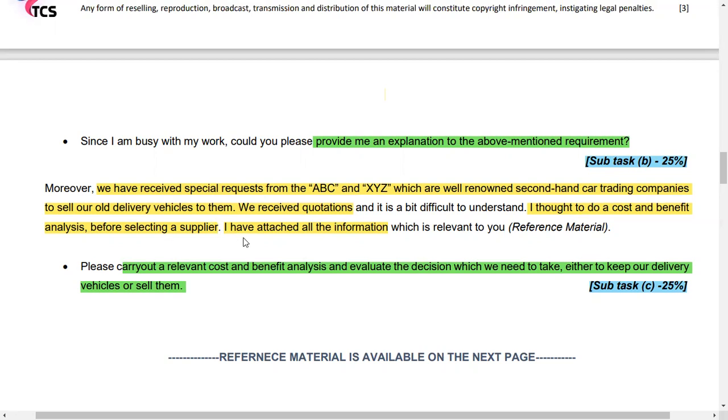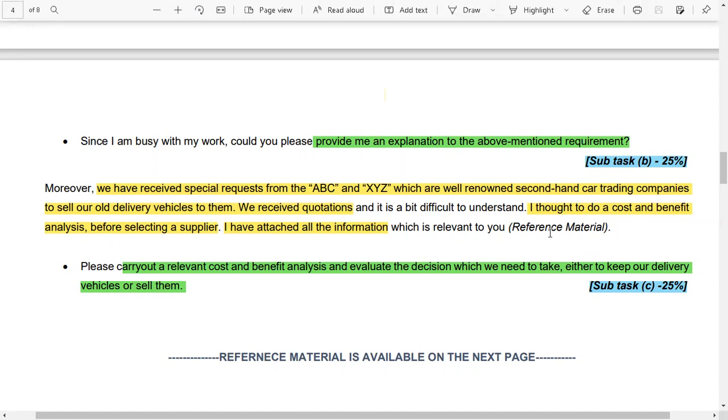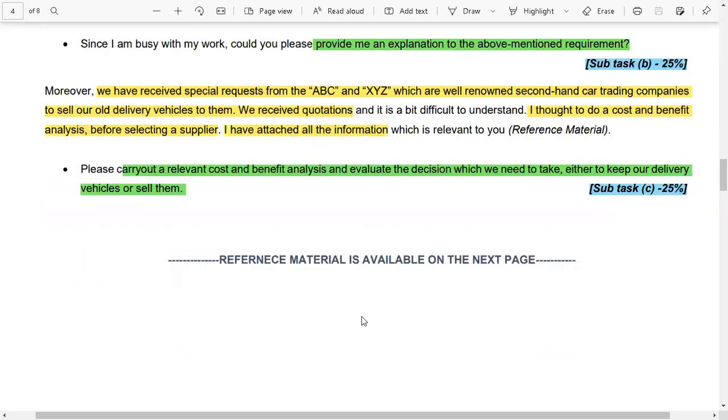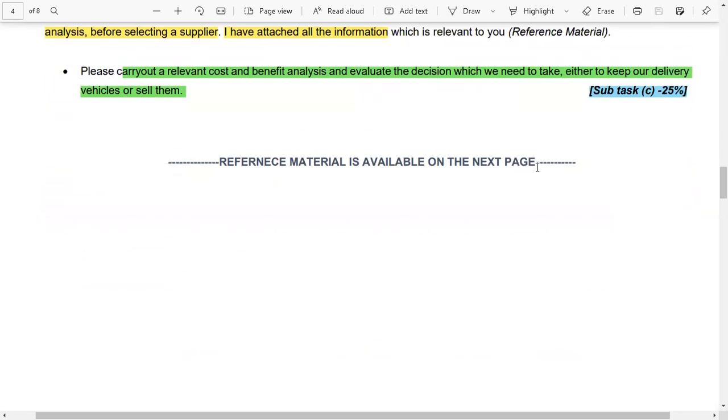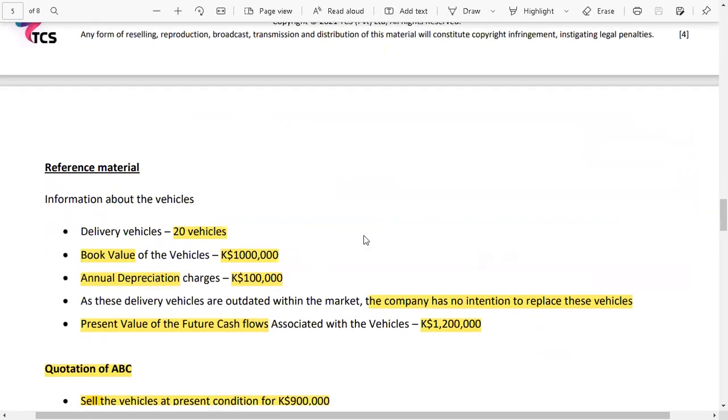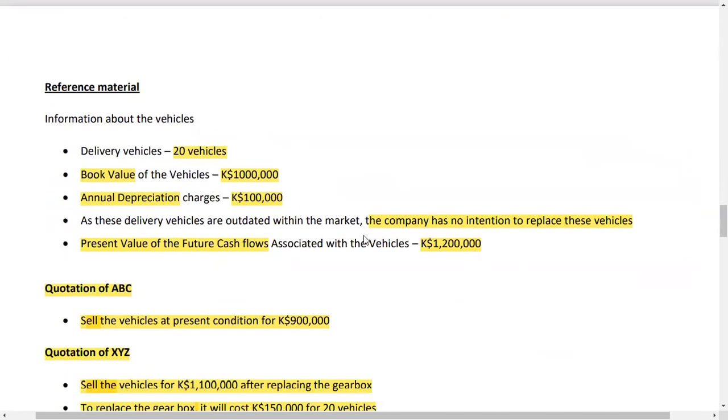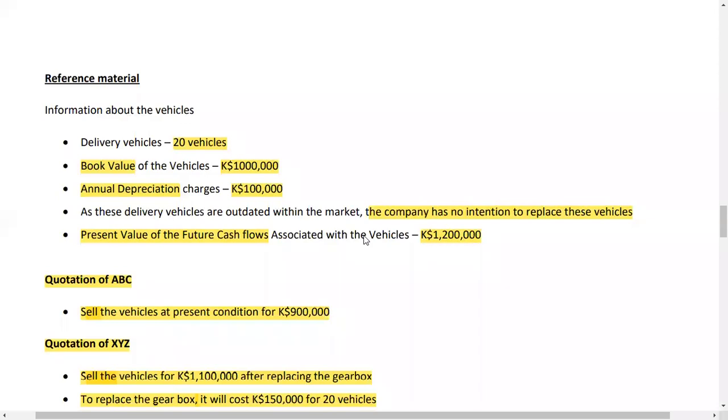He has carried out a cost benefit analysis because the finance manager's name is Ben Newma, and I have attached all the information. In your exam, you will have access. You have to go through your reference material. I have attached all the information as part of the reference material, and the reference material is available on the next page. So let's go through the reference material to figure out the type of nitty-gritties provided.